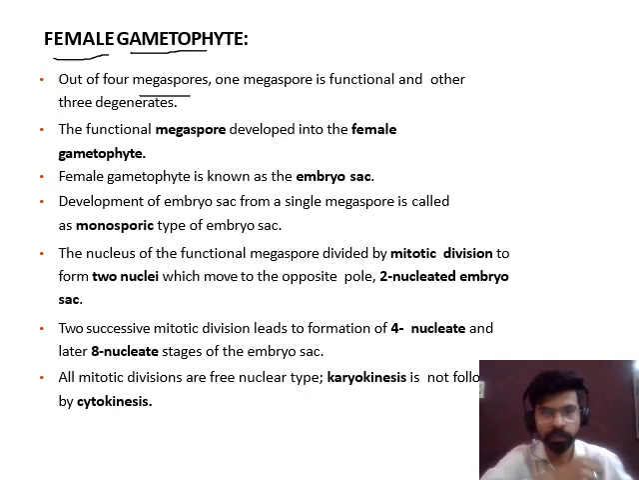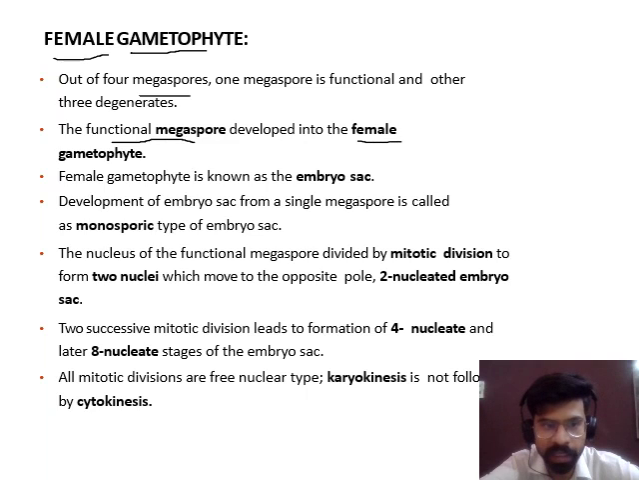Out of four megaspores, one megaspore is functional and the other three degenerate. In the male structure, four haploid microspores are produced and they mature to form four pollen grains. But here, out of four megaspores, only one megaspore is functional. In pollen grain, tetrad formation is there. So in this, only one megaspore is functional, and this functional megaspore develops into a complete female gametophyte.